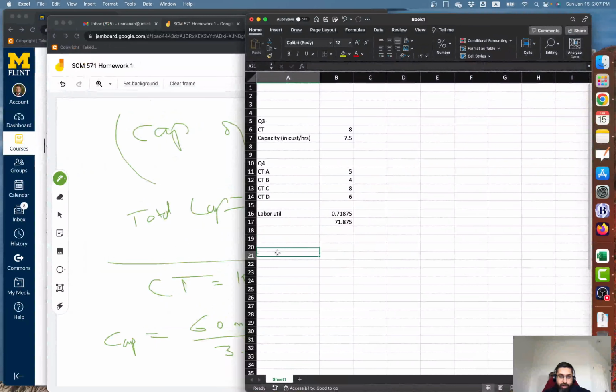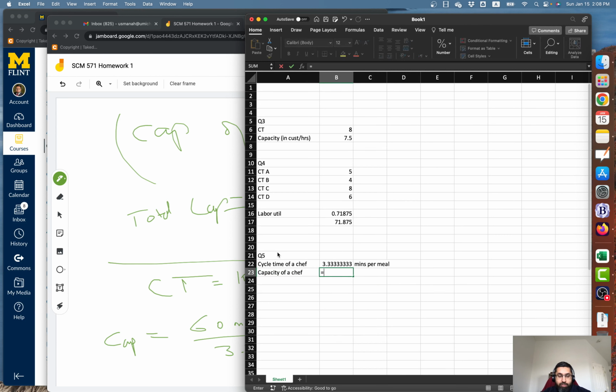This is question 5. Okay, so we find cycle time of a chef. They do 10 minutes to produce 3 meals. So per meal is going to be this. So that's minutes per meal. Okay, then we can find capacity of a chef in per hour. So 60 minutes by 3, that's where we do get a 60 from. That's 18 meals per hour.